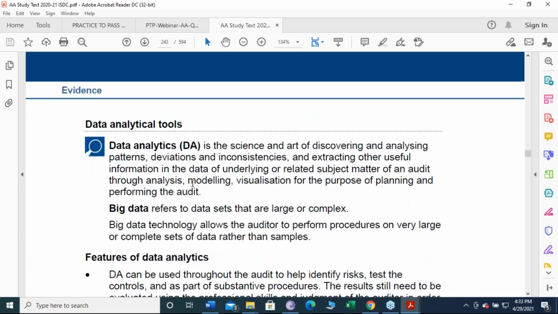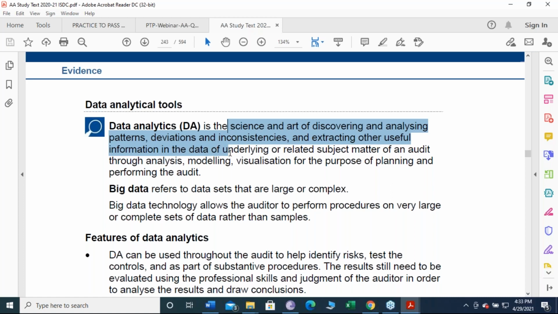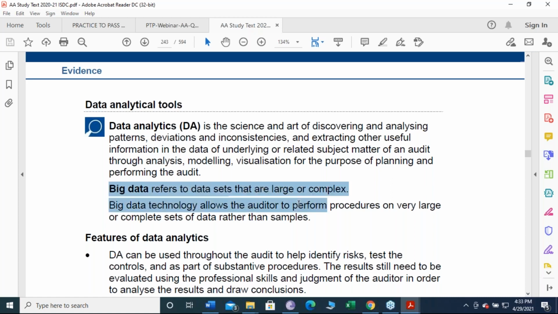The last thing is called data analytics tools. What is data analytics? Data analytics is the science and art of discovering and analyzing patterns, deviations, and inconsistencies, and extracting other useful information in the data of underlying or related subject matter of an audit through analysis, modeling, and visualization. Data analytics uses big data. Big data is large or complex data.